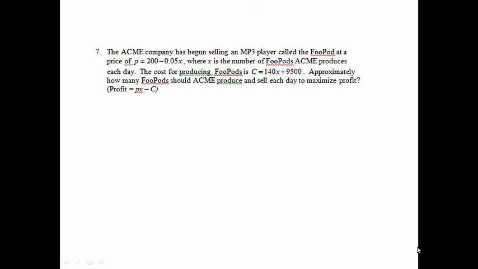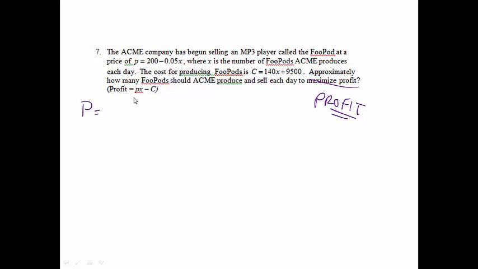Okay, so in this type of problem, the first thing we want to do is figure out if I need to draw a picture, which I definitely don't, unless I wanted to draw a picture of a FooPod. The second thing is to figure out what I want to maximize or minimize, and the thing I want to maximize is the profit. So the next thing I need is a profit formula. Well, they told me how to write a profit formula.